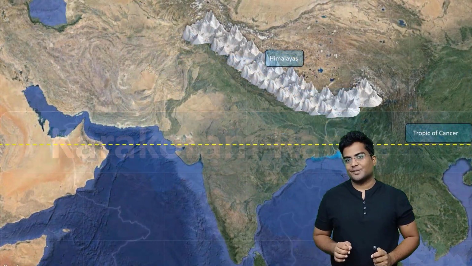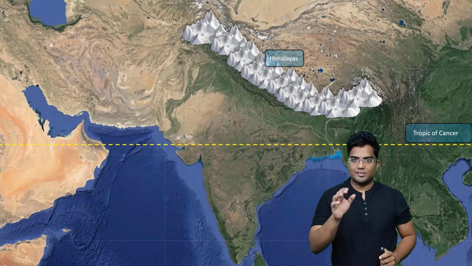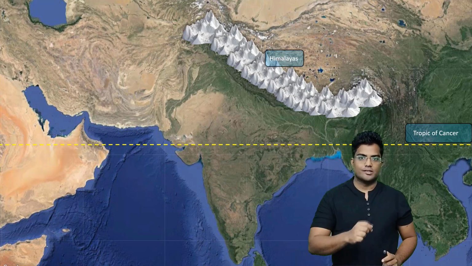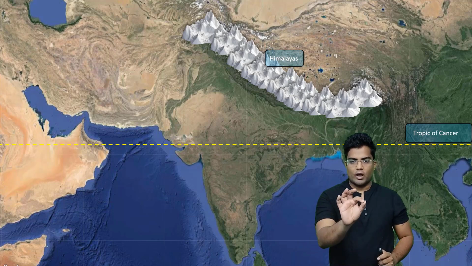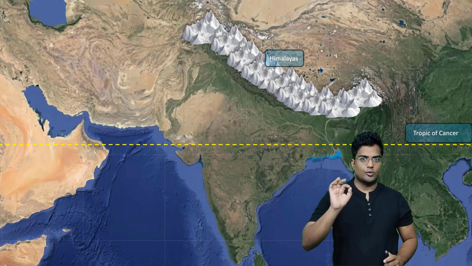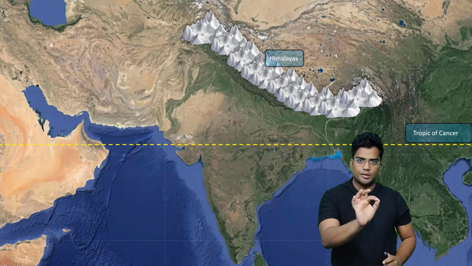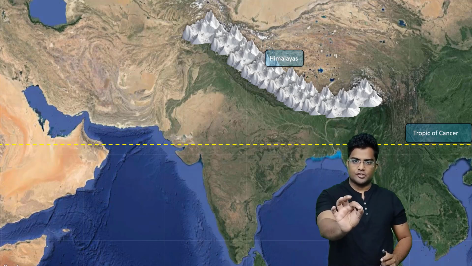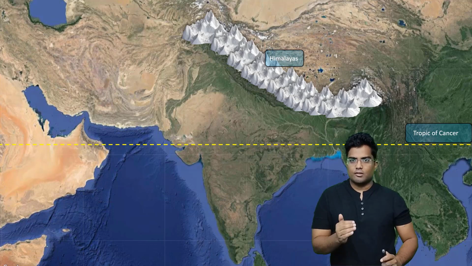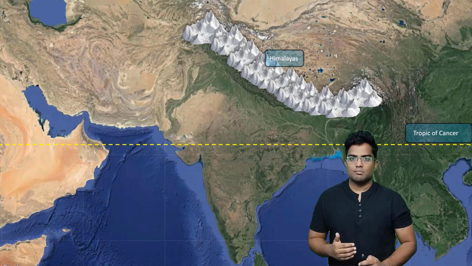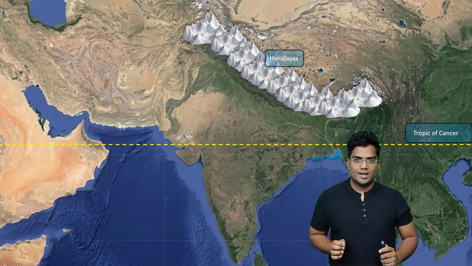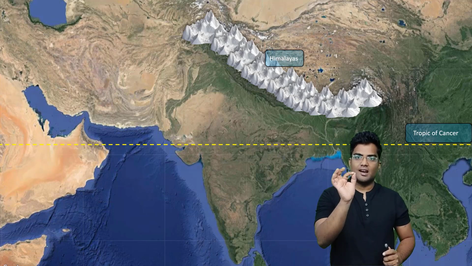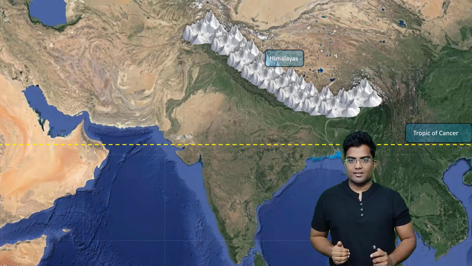So let's get started. As you can see, this is the map of the Indian subcontinent. You have the Tropic of Cancer passing through the middle of India. And you have seen the structure called the Himalayas. Now this part comes again and again because I want to make sure that you understand there is a division of the Himalayas, right?